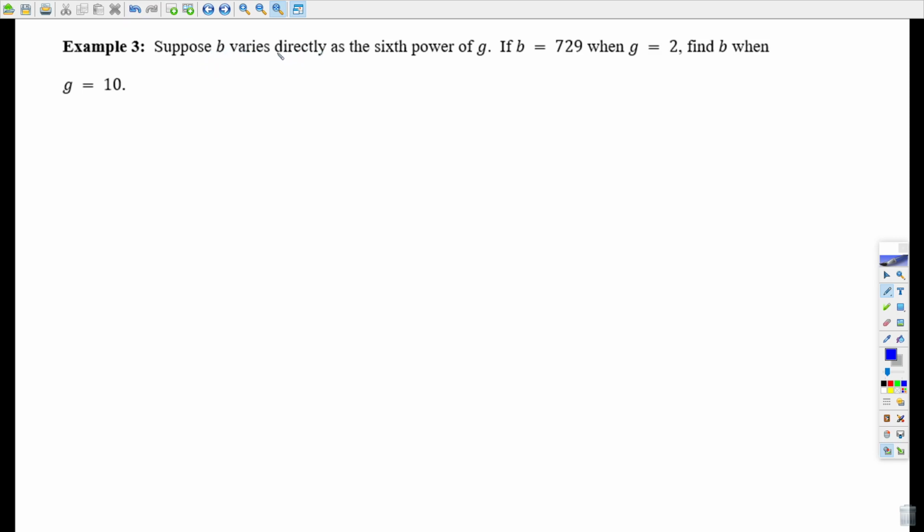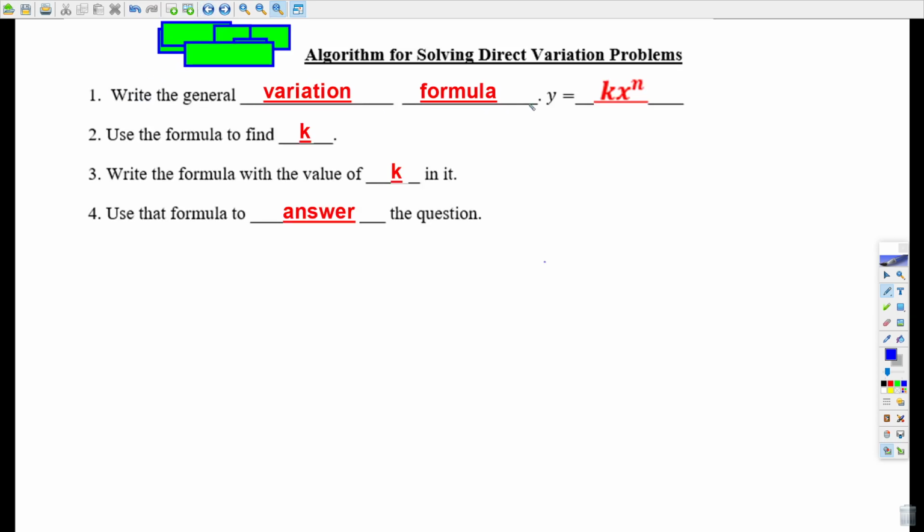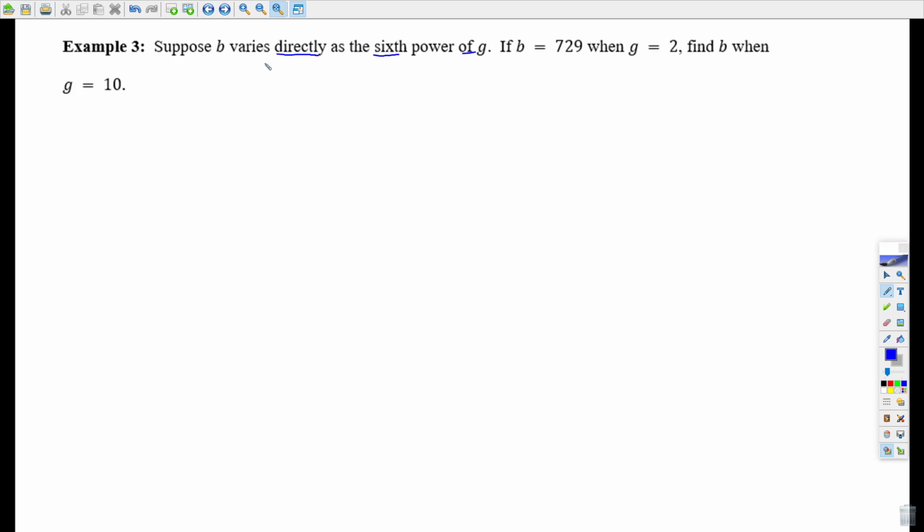Suppose B varies directly as the 6th power of G. If B equals 729 when G is 2, find B when G equals 10. So there's a lot of numbers here, and it gets really confusing. What I would do is we're just going to read a little bit at a time and stop at certain places to do the steps that it says back here, right? Write the general variation formula, find K, and so on. So as I read this, we're going to stop and write it.